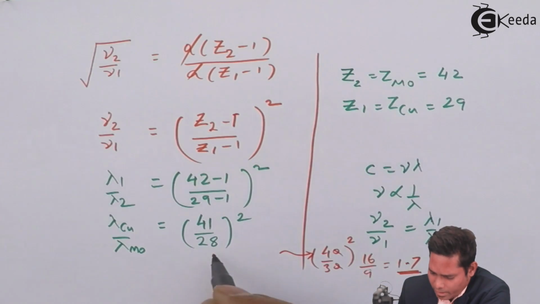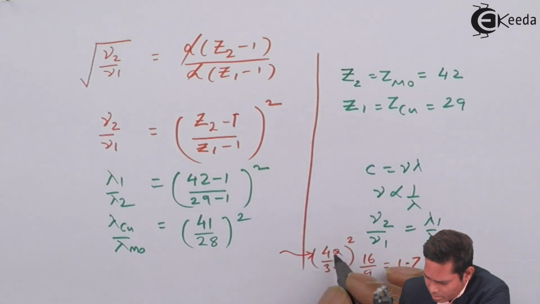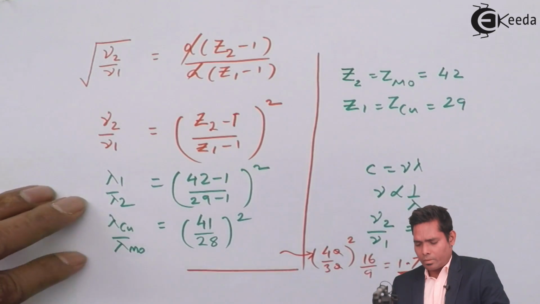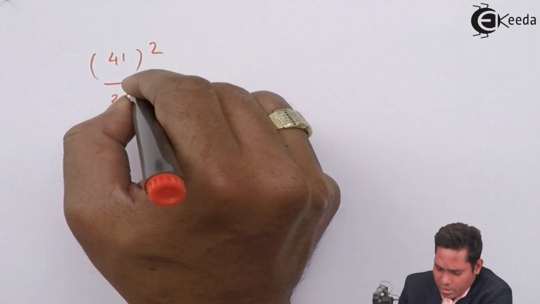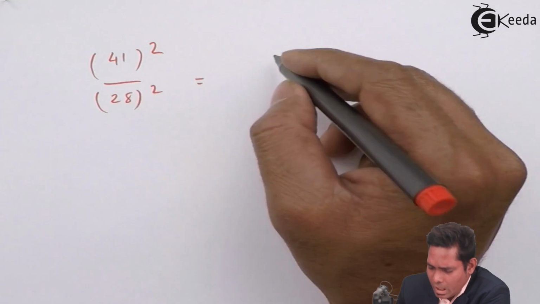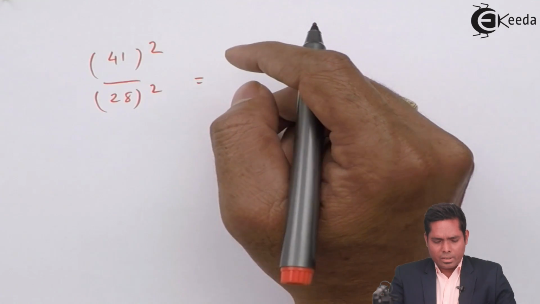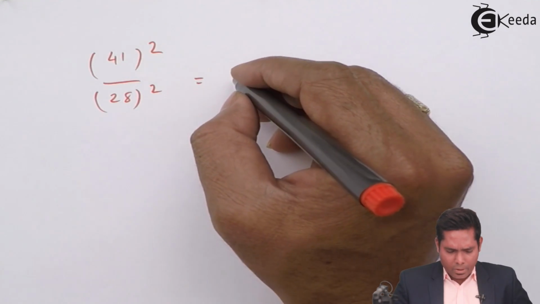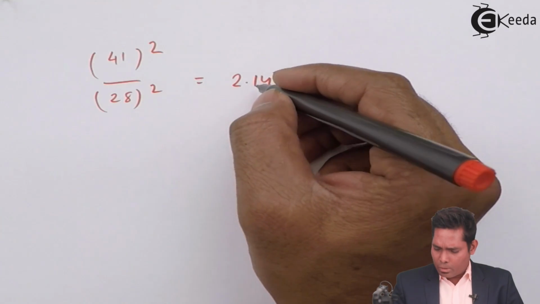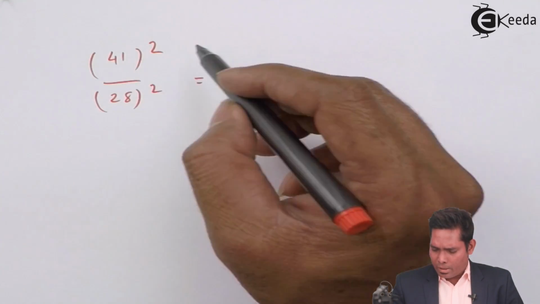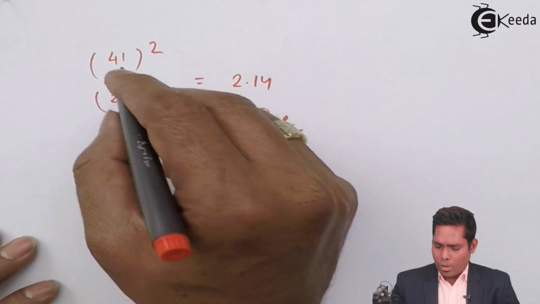If I go for 41 square and 28 square, I have to use a calculator, because the answer is there: 41 square divided by 28 square. I put in the values 28 square and 41 square, and we get the answer, and that answer comes out to be 2.14. You put that value exactly, you're getting 2.14. Because two options are close, I can solve it a little for you.